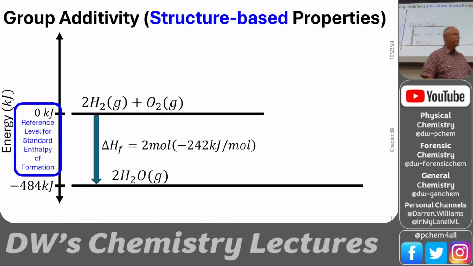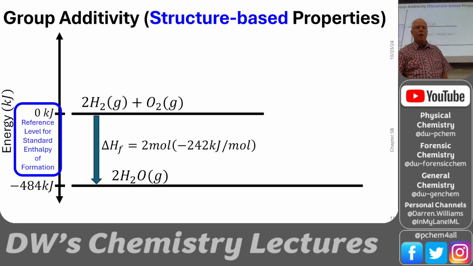So here's our current situation. If we're going to look at the formation of water, we have our sea level there, the 0 kilojoules for the elements in their standard states, hydrogen and oxygen. Okay, and we can form water, and we see that that's minus 484 to form 2 moles of water. So we would say it's sort of downhill from the elements, a very stable compound.